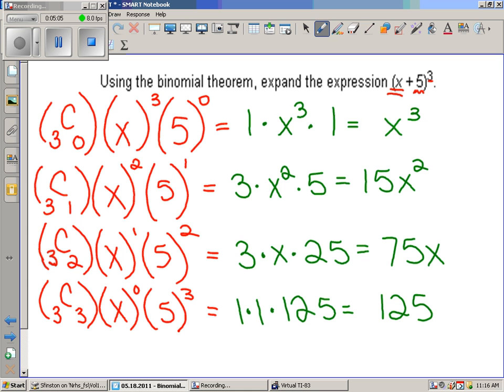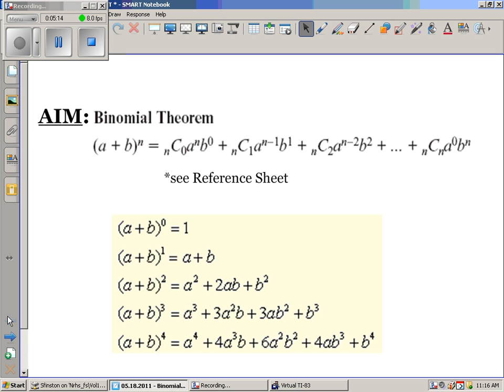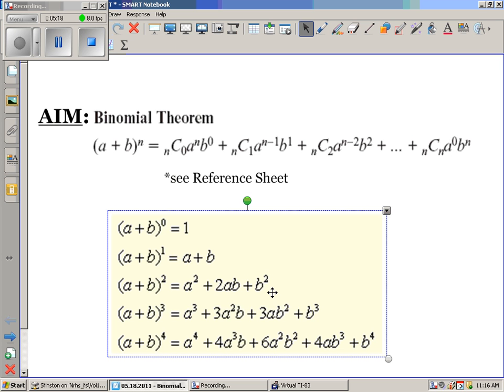And it makes a lot of sense that the formula should start at a high number and move to a low one, because what happens when you normally FOIL stuff out? You get like x squared plus 10x plus 25. It starts with a high number, right?